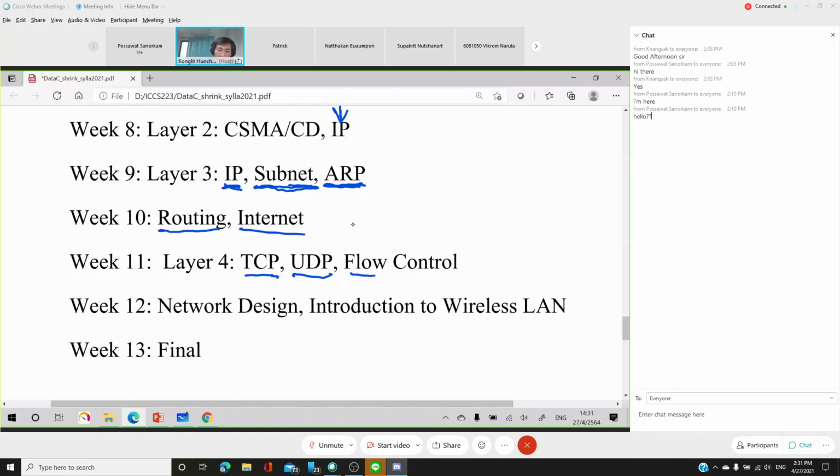We'll take a look at flow control. Some protocols have what we call flow control, which controls the congestion of the network. And then with week 12, hopefully we could do a little bit of network design, and then we talk a bit about wireless LAN.